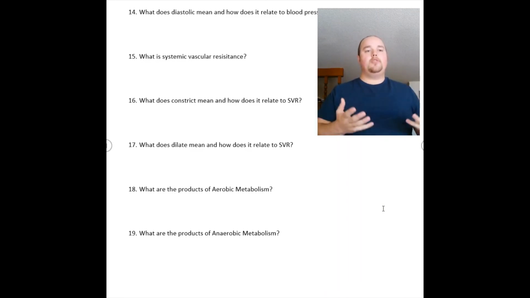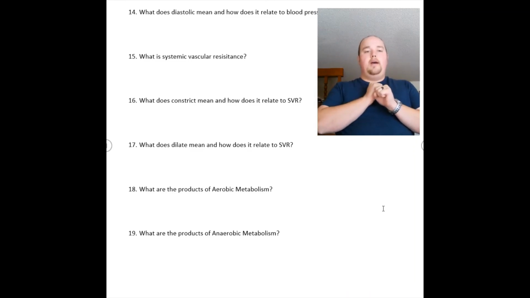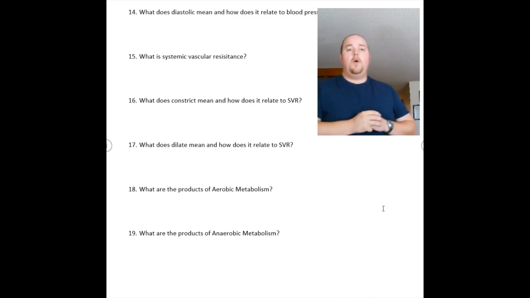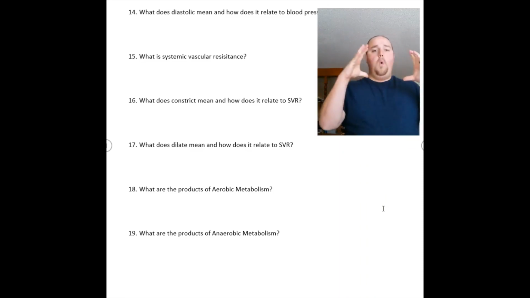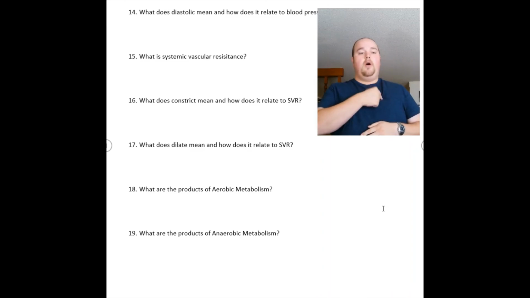What does constrict mean? That means when the vessels tighten down. And how does it relate to systemic vascular resistance? It increases systemic vascular resistance. What does dilate mean? It's when the vessels get really big. And how does that relate? It decreases systemic vascular resistance, which affects the heart.